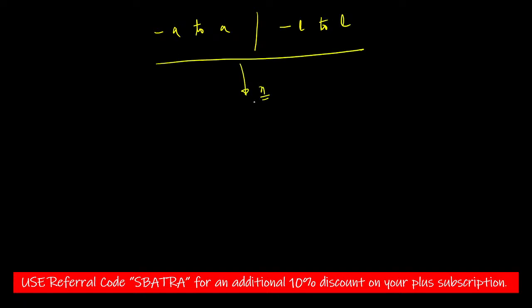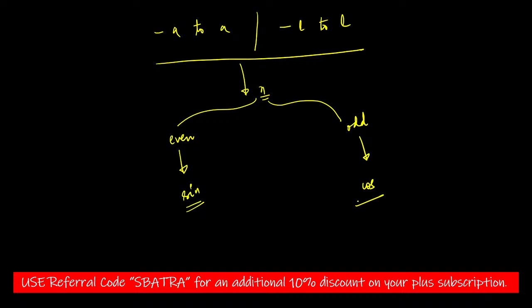So whenever we have this system that is minus a to a, or minus L to L, then how can we solve this question? We have to find your excited state. If the excited state n is even, then the equation would be sine. And if n is odd, the equation would be cos. This is how we can solve it.